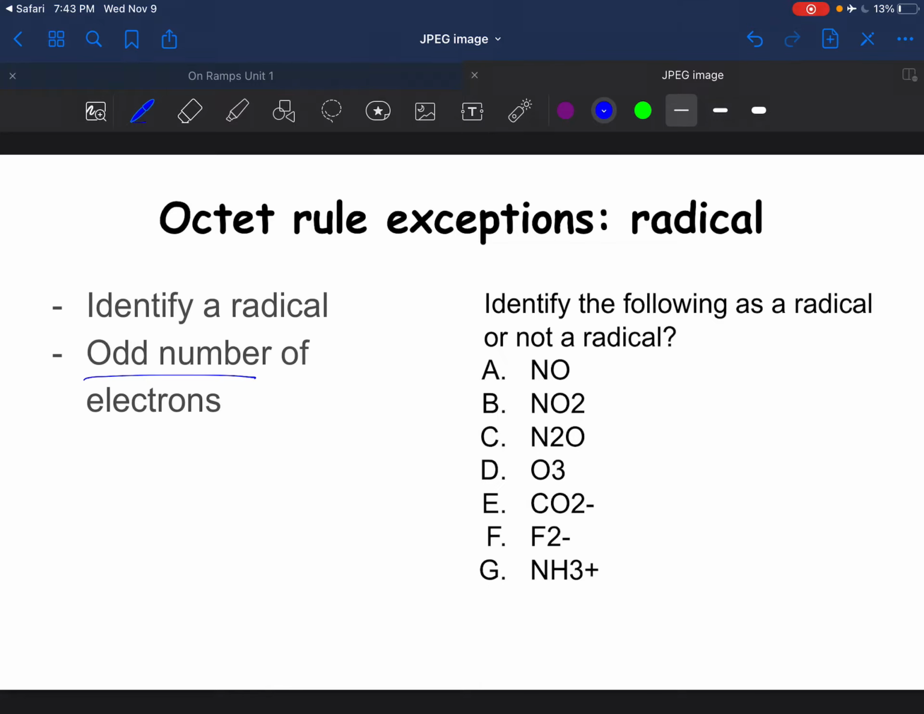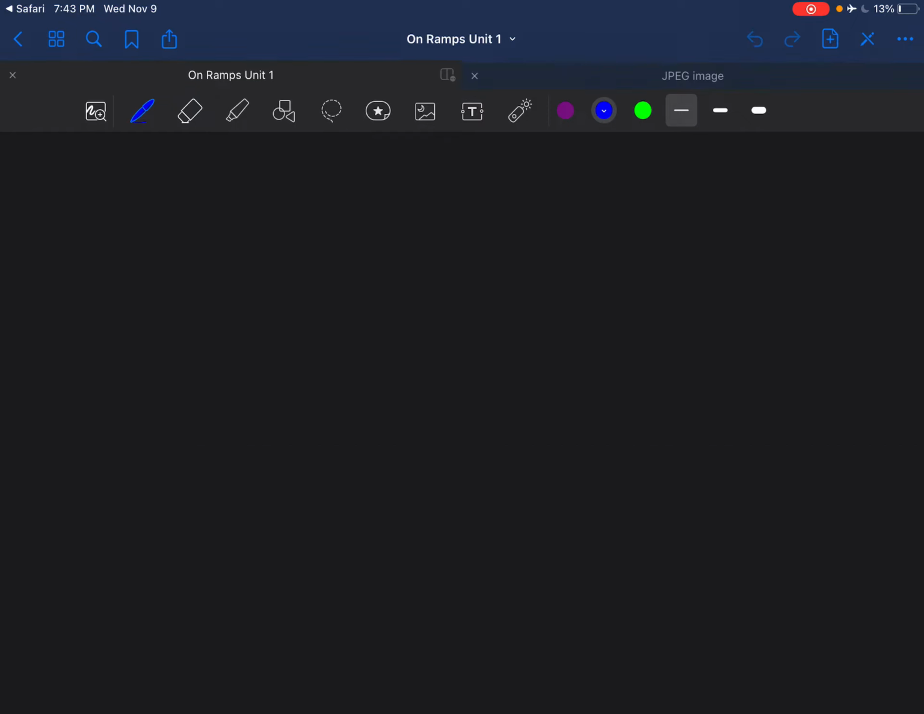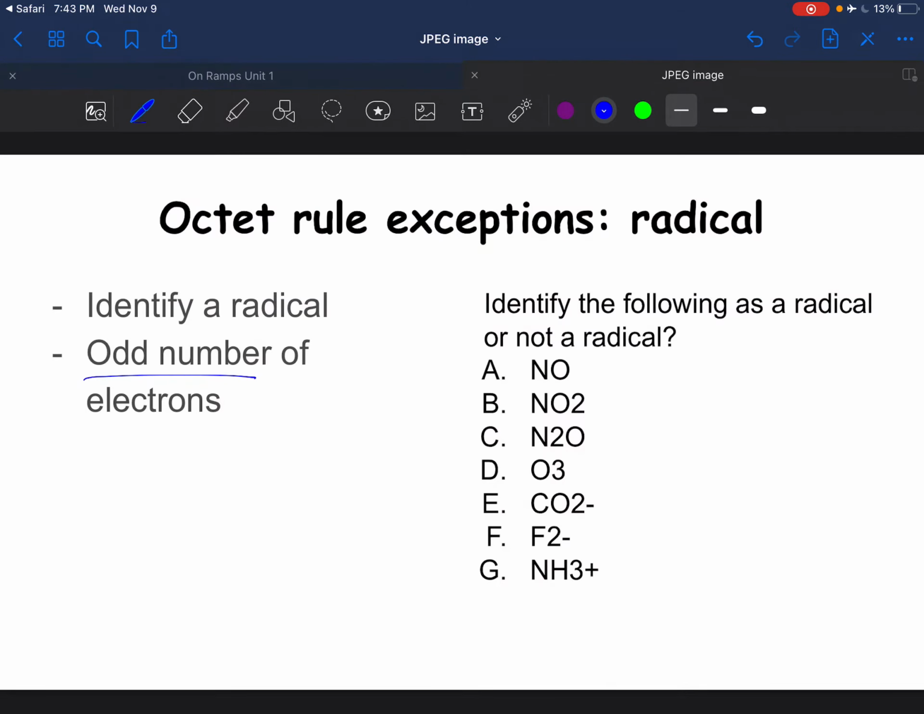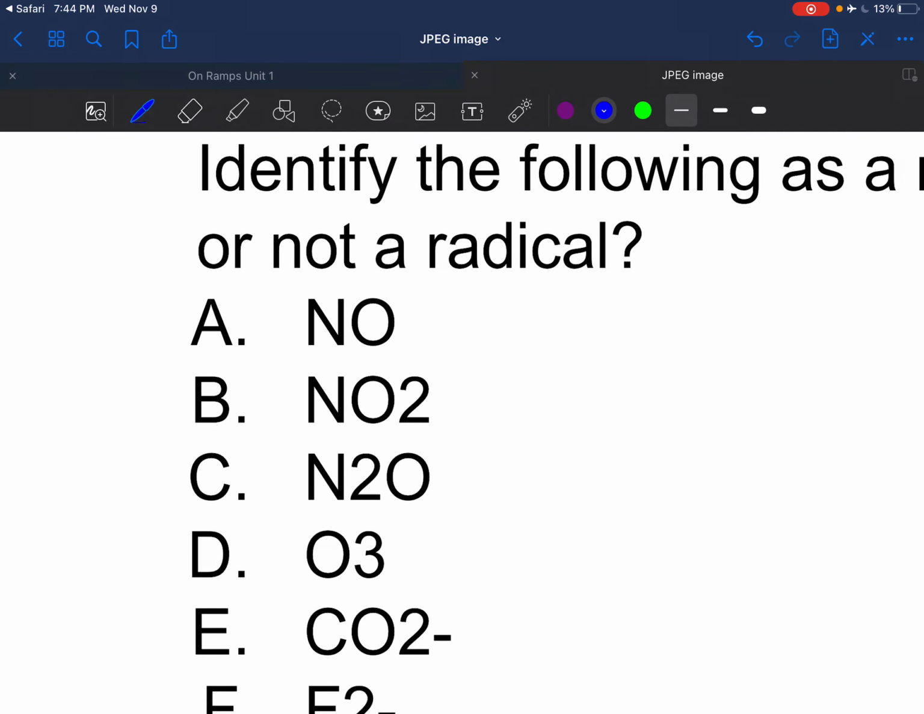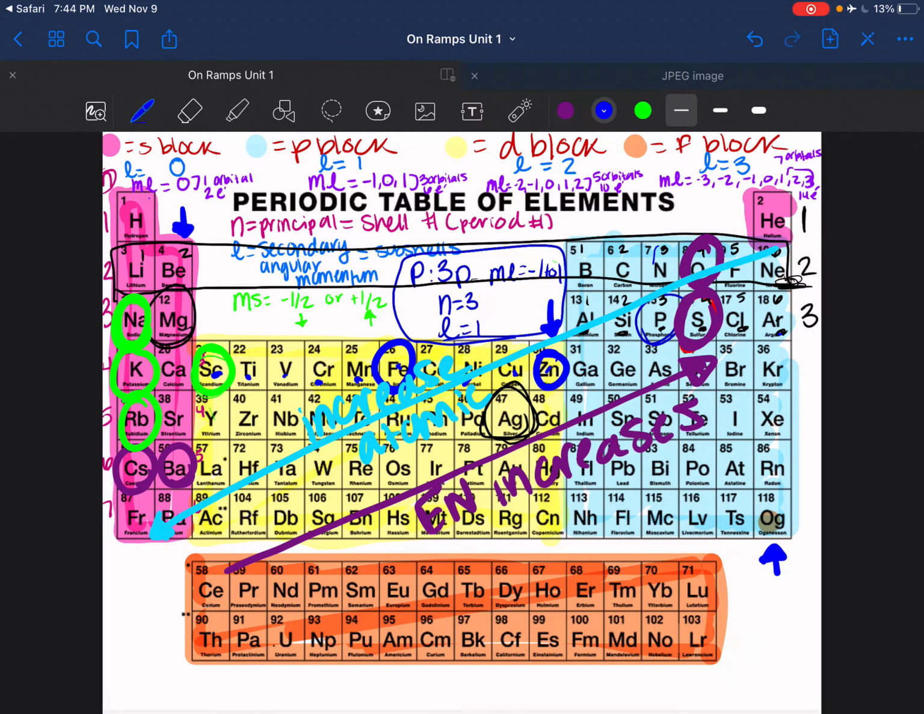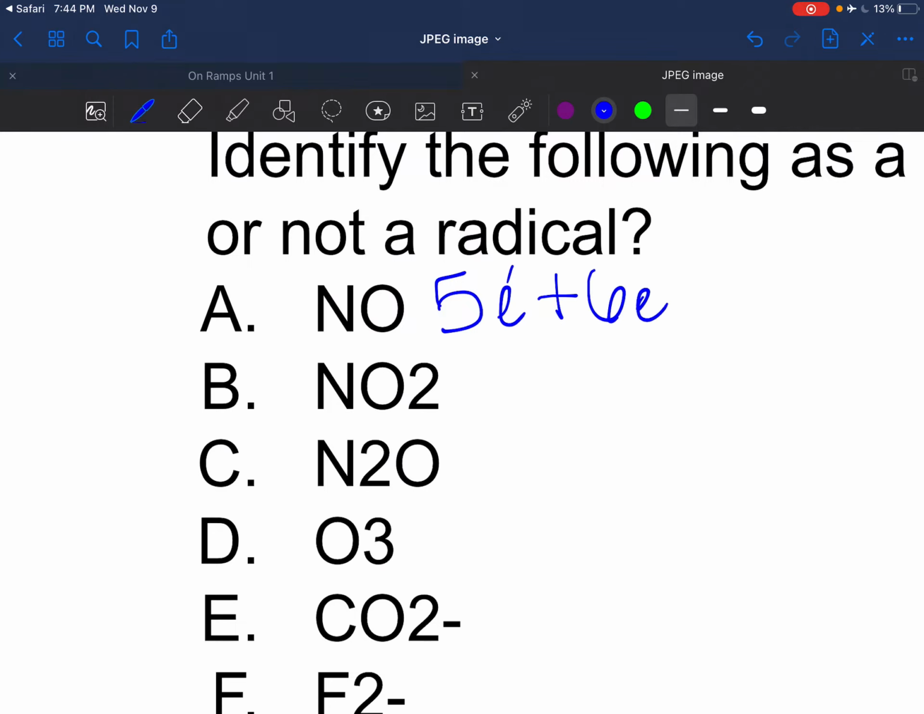Let me pull out my periodic table real quick on my phone. Oh wait, let's see if there's one in these other notes. There is. Okay, so this is old notes. So look at the periodic table. Nitrogen is going to have 5 valence electrons, and oxygen is going to have 6. So if we add them up together, we have 11. So this is a radical.